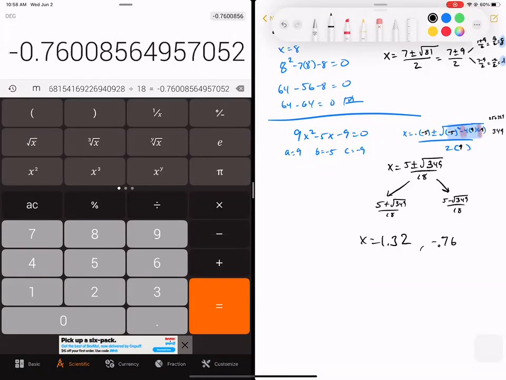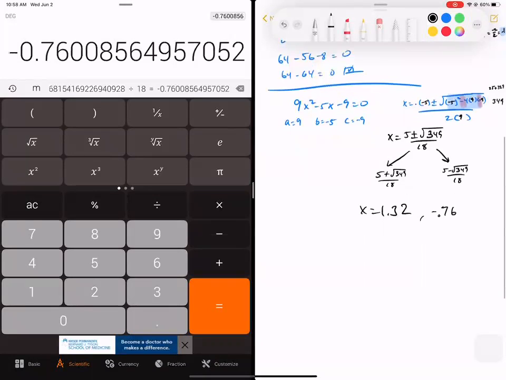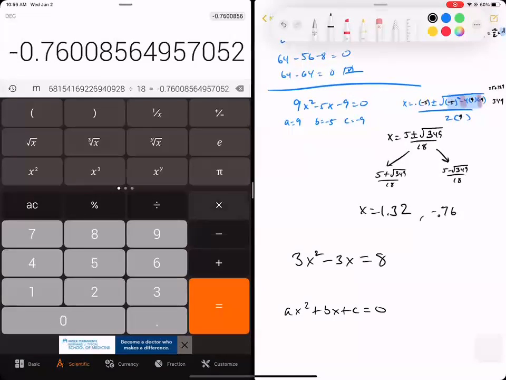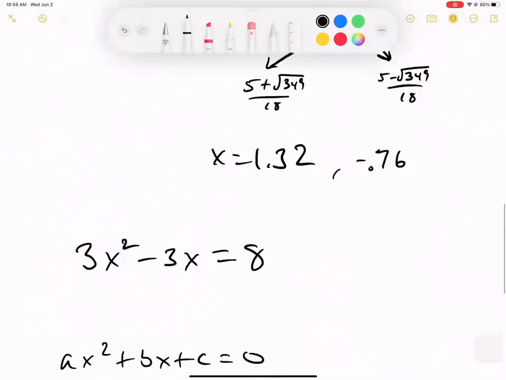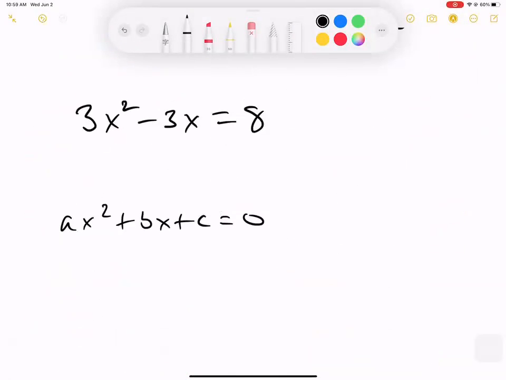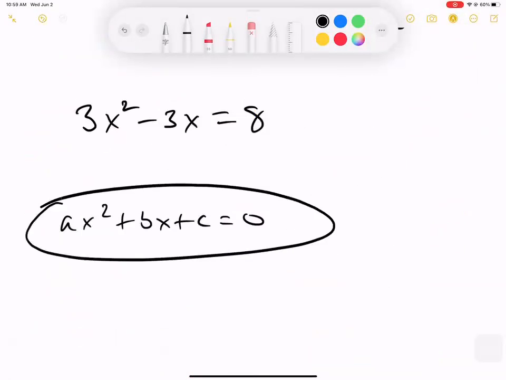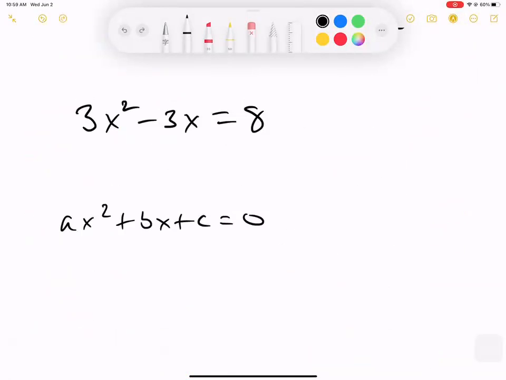What if the problem itself isn't set up where the A's, B's, and C's are obvious? What if I wrote the problem as 3x squared minus 3x equals 8? Does this follow ax squared plus bx plus c equals 0? And hopefully you see that it doesn't. Well, if it doesn't, how can I change it so that it looks like our a, b, and c form here?